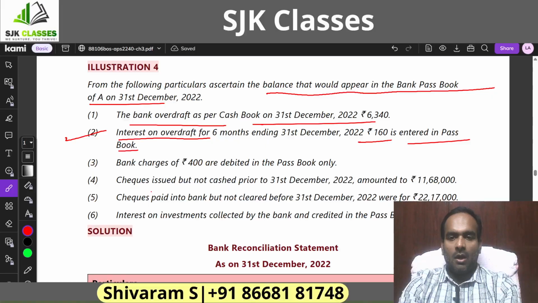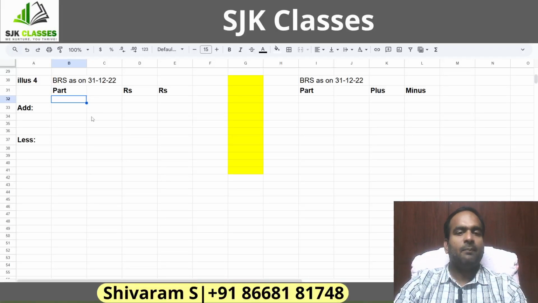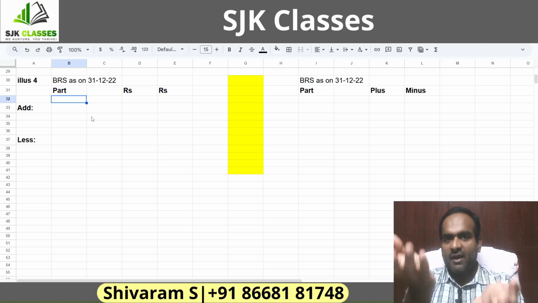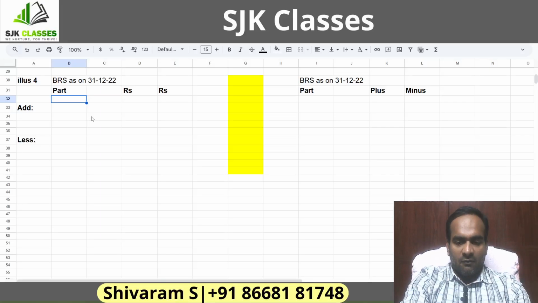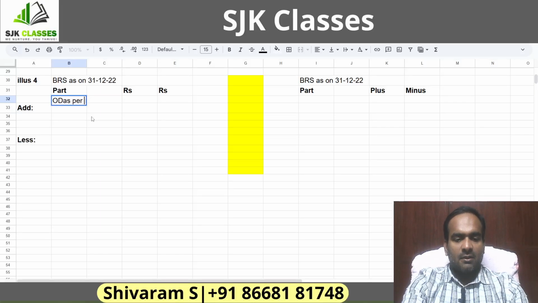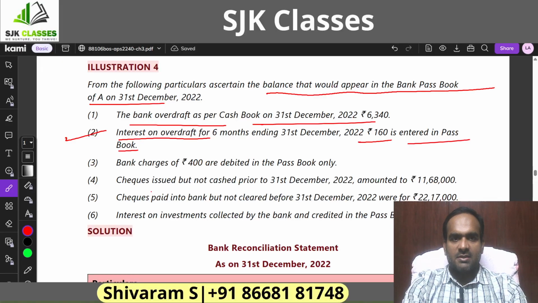So, how to solve this sum? Let's go for the solution. Let's do it parallelly, and I want all of you to give the hand movement as and when I do it here. Please give the hand movement parallelly. Only then you'll be able to get the logic. Now, how to solve this sum? We have been given OD as per cash book. The cash book OD is given to us. The amount is 6,340, right? Yeah, it is 6,340.